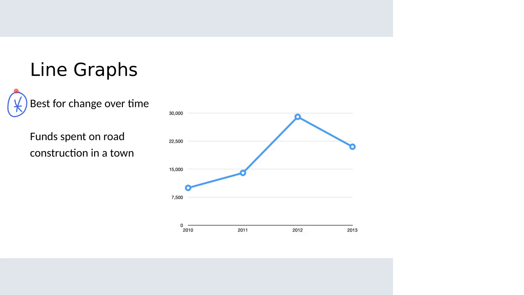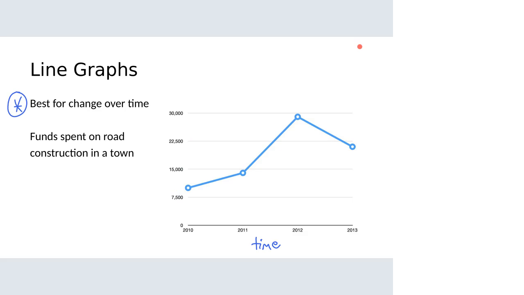The years we have are 2010, 11, 12, and 13. This right away shows us that this is change over time, and our time goes on our x-axis. We want to make sure it goes chronologically, 10, 11, 12, 13. We wouldn't want to mix those up in some random order. We want to go chronologically, left to right. And then we can see here we have how much money was actually spent.